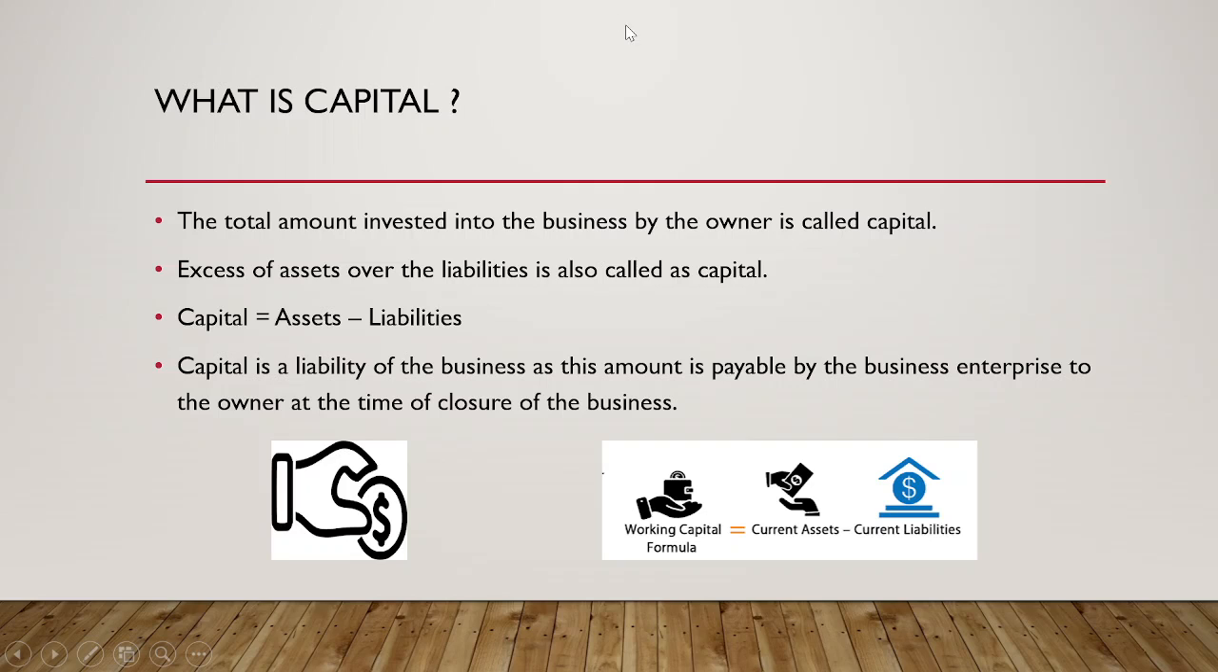Okay. Now, what is the working capital formula? It is current assets minus current liabilities.